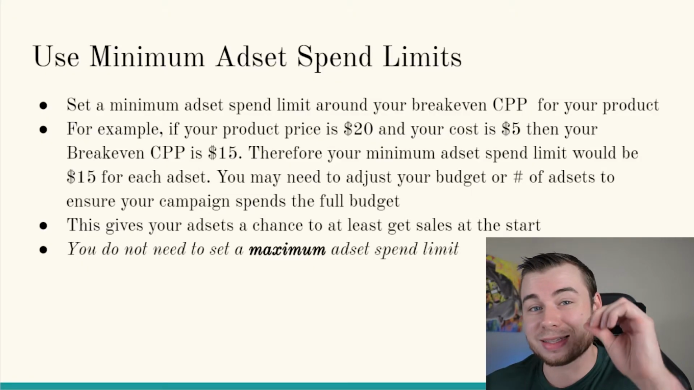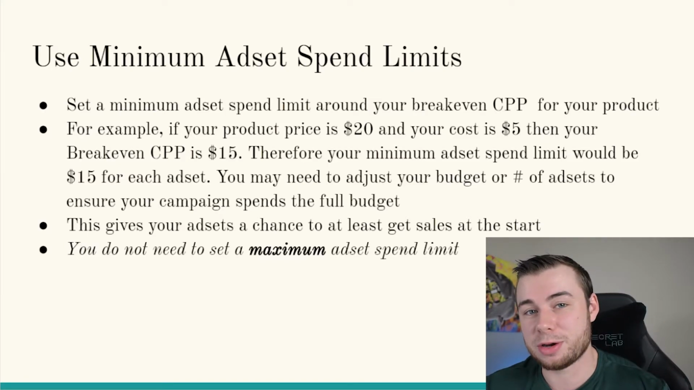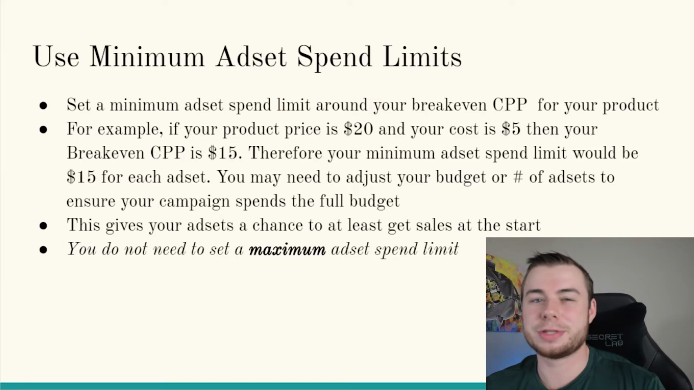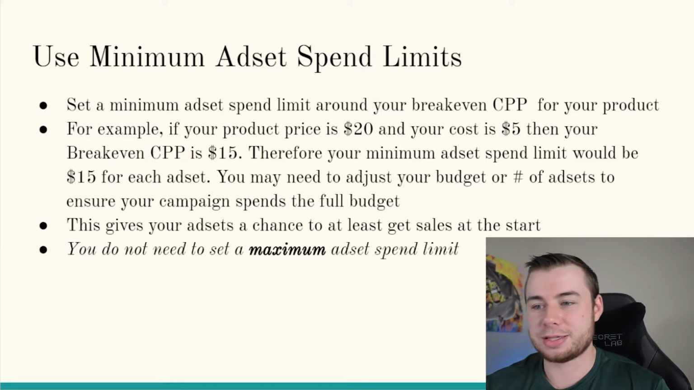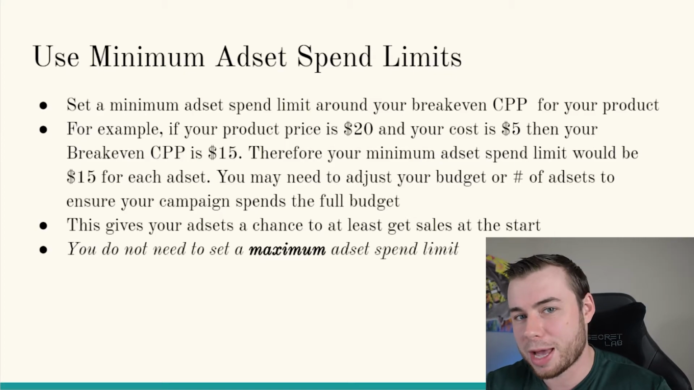For the final tip, I recommend to use minimum ad set spend limits. Now this is going to allow you to utilize the benefits of CBO while also using the benefits of an ad set level budget, because you can set a minimum ad set level budget on every ad set you have in your CBO. How it works is, I'd like you to set a minimum ad set spend limit around your CPP, which is your break-even cost per purchase of the particular product that you're selling.